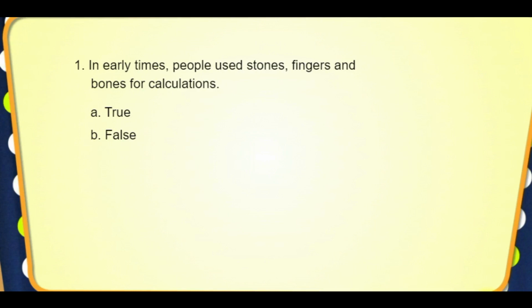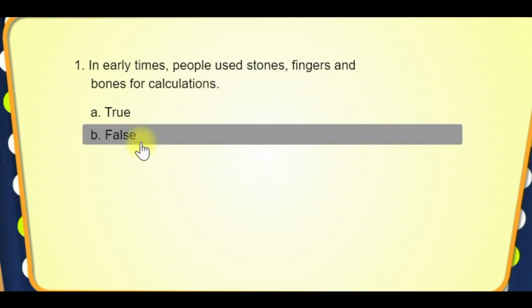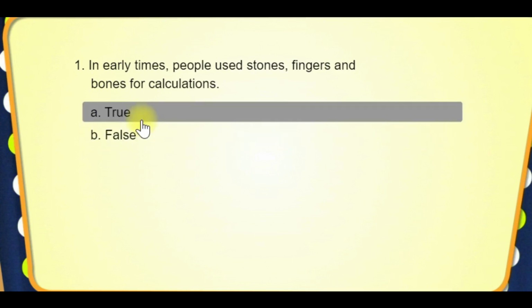Next is a multiple choice question. You can select any answer from the given options. First one. In early times, people used stones, fingers and bones for calculations. A, true. B, false. What is the correct answer? A.